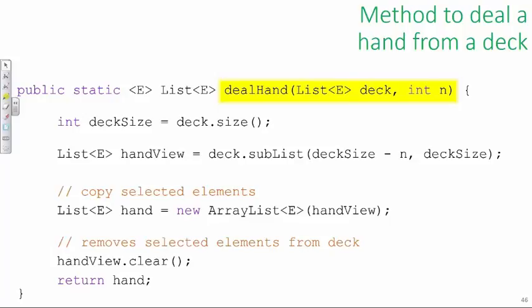Once we are done copying the elements safely elsewhere, which is pretty much the hand that we are going to return, then we clear the original view, which has as a side effect to remove the elements from our original list, the deck. So we took the last n cards of the deck, made a copy of them, made them disappear, and returned that copy.